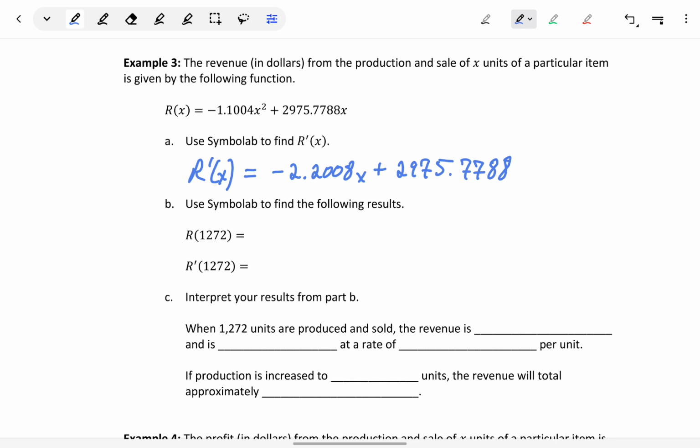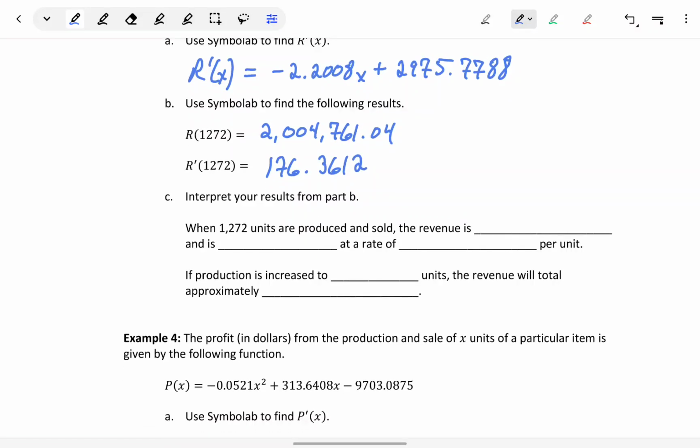Then we want to evaluate the original revenue function at 1,272. That should give us 2,004,761.04. And then we want to evaluate the marginal revenue function, R prime, at 1,272, and that should give us 176.3612.